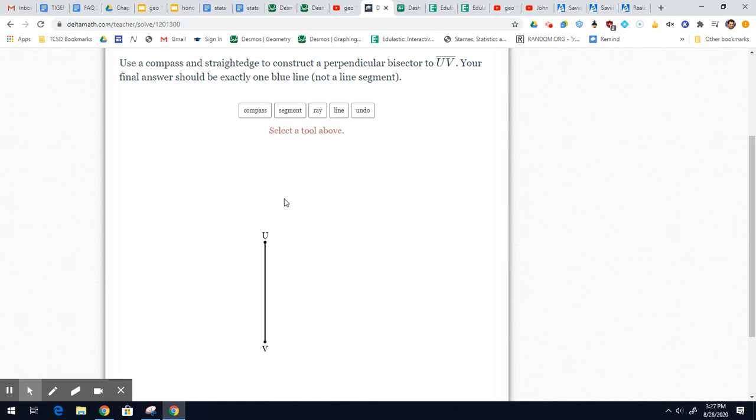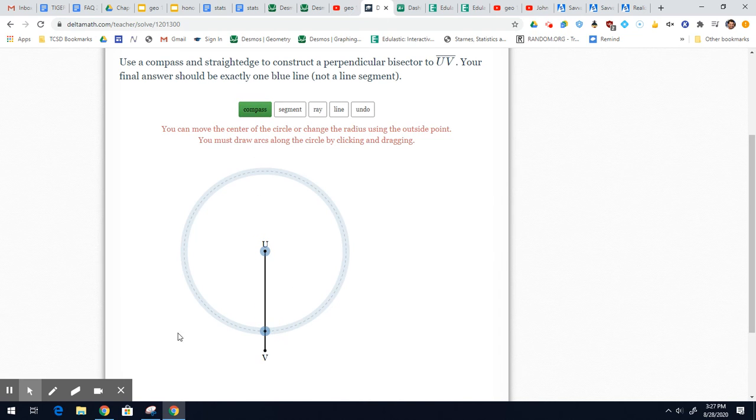The key to start this construction is that we're going to use the compass. We're going to put it on U, and I'm going to drag the compass more than halfway to V. And I'm going to use my pencil to put arcs so you can visualize where this perpendicular bisector has got to go. I need an arc where I think that perpendicular bisector is going to go through. Just like that. All right, and that is good.